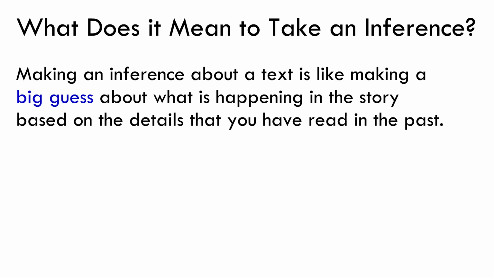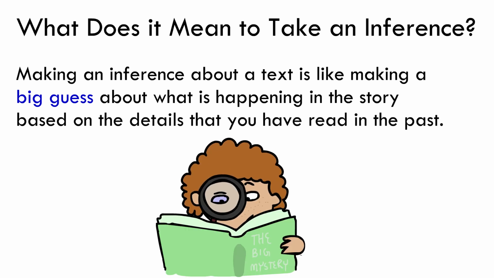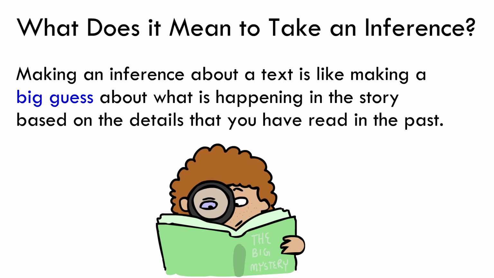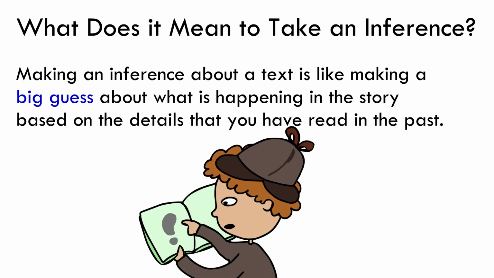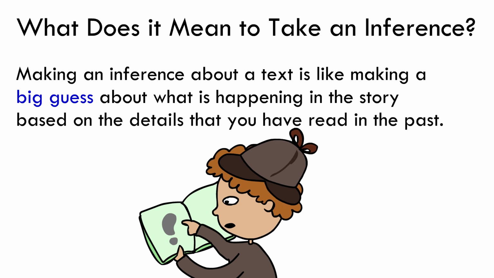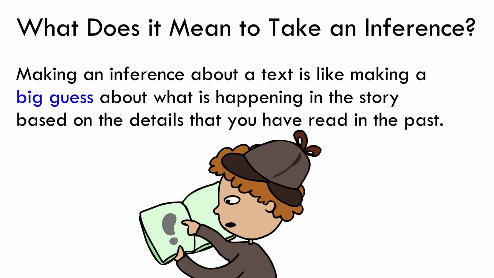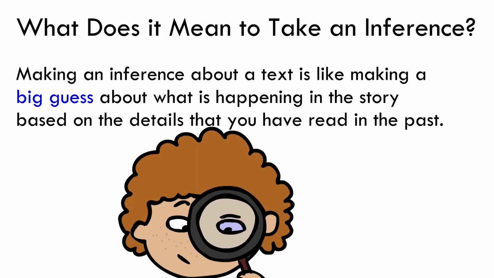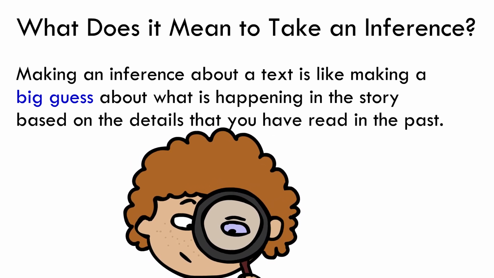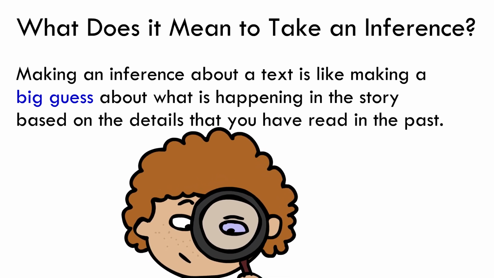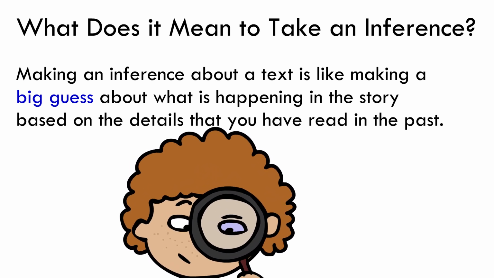Making an inference about a text is like making a big guess about what is happening in the story based on the details that you have read in the past. Think of yourself as a detective when you read a story. When you make an inference, you are like a super sleuth, figuring out things that the author doesn't exactly tell you in the story. It's like putting on your detective hat and using clues from the words and pictures to guess what might happen next or understand things that are not clearly said.